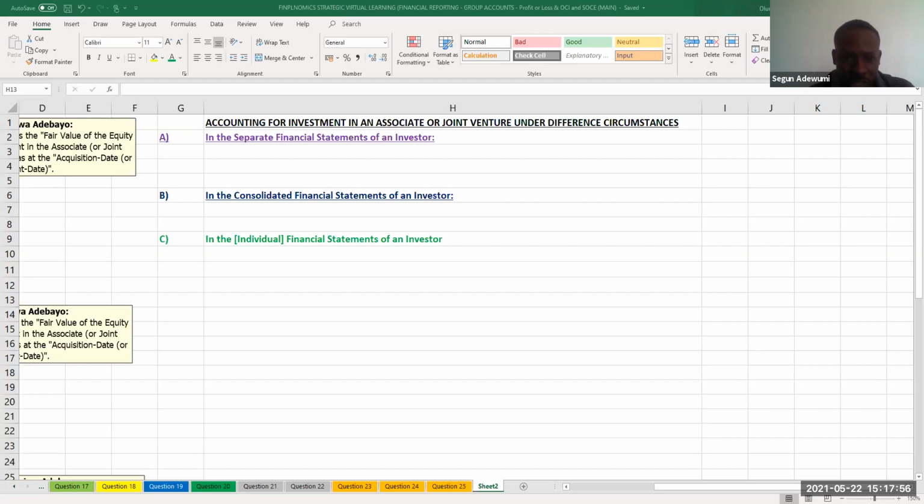But for the consolidated financial statement of an investor, especially if the investor is the parent, it consists of both the financial statements of the parent and that of the subsidiary. But in the case of individual financial statements of an investor, I think this third one is a little bit tricky for me. I don't know how to explain it.